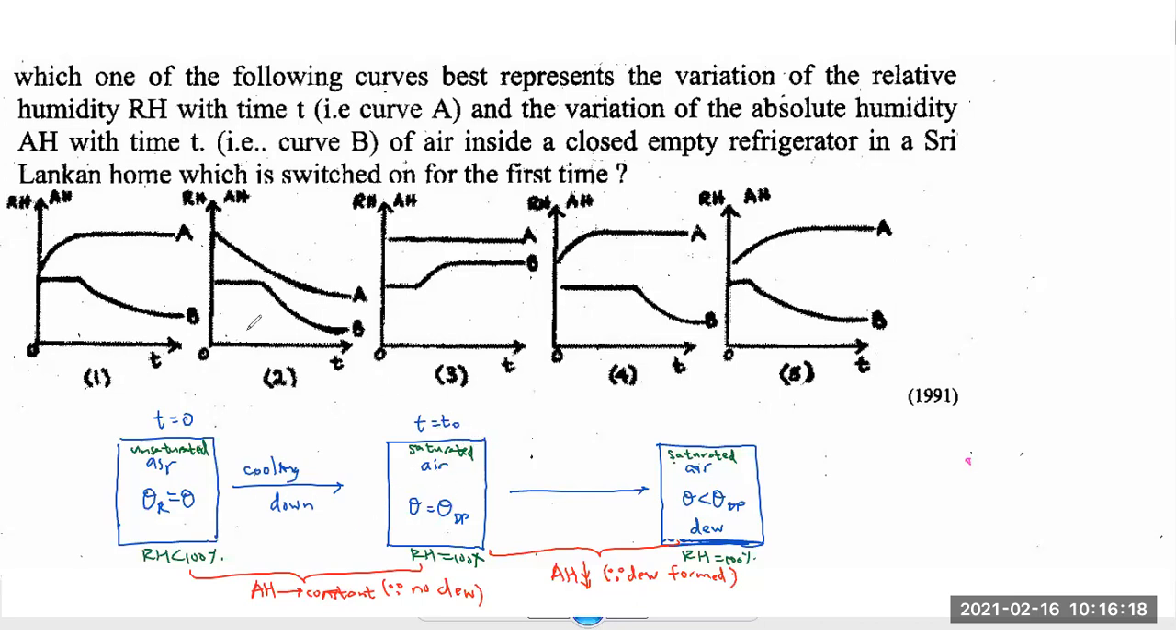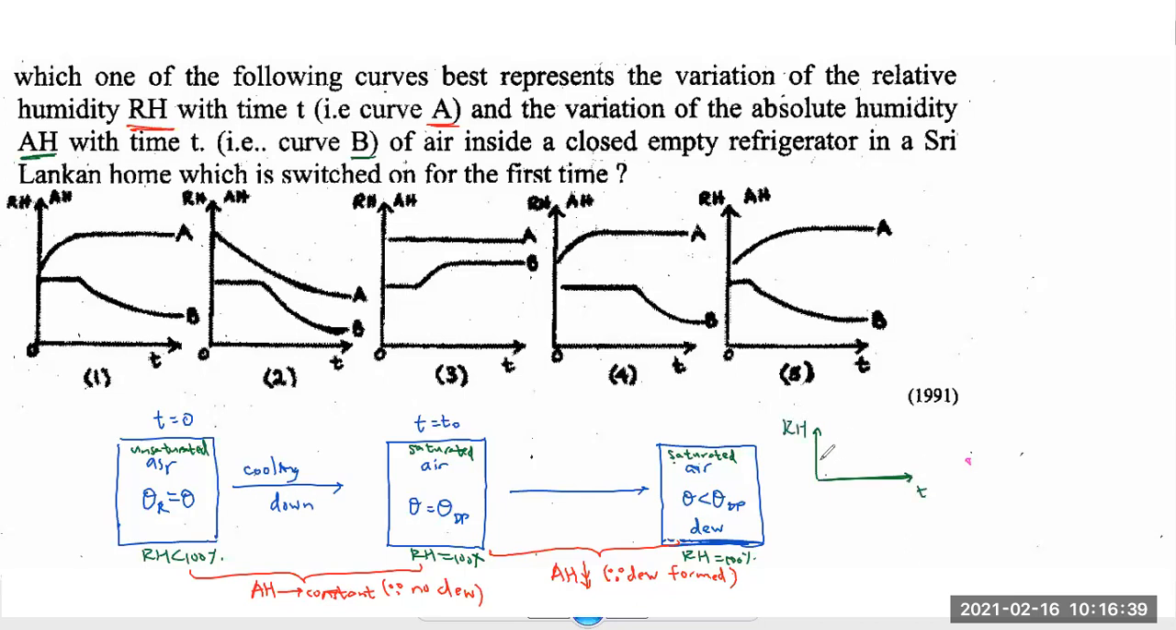Therefore, when you compare the answers, A is for RH, careful. RH is A, and AH is B. Therefore, RH should increase up to 100 and it should remain constant. If you plot the graph for RH, I'll quickly draw it with time.